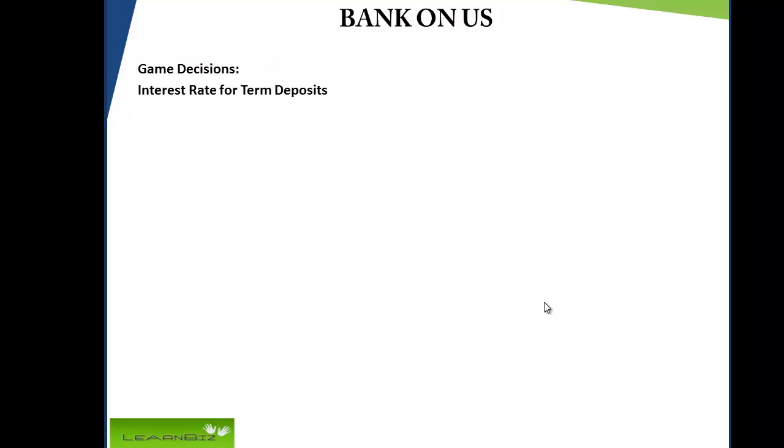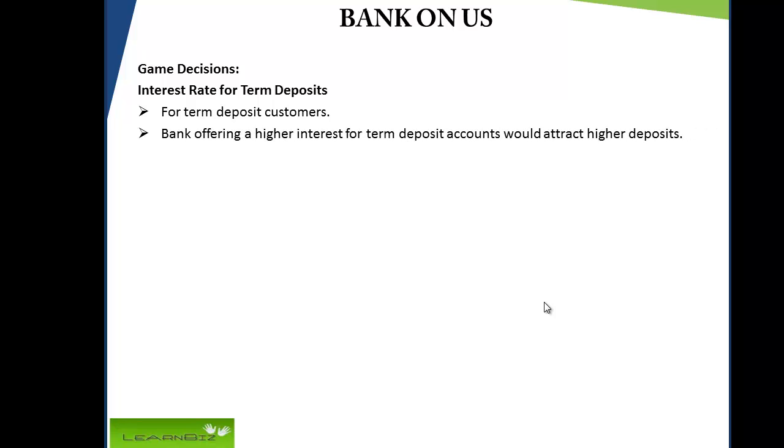Game decisions. Interest rate for term deposits. For term deposit customers, a bank offering a higher interest rate for term deposit accounts would attract higher deposits.